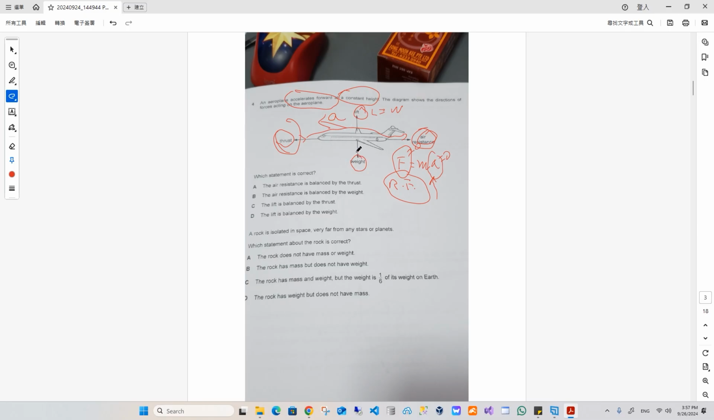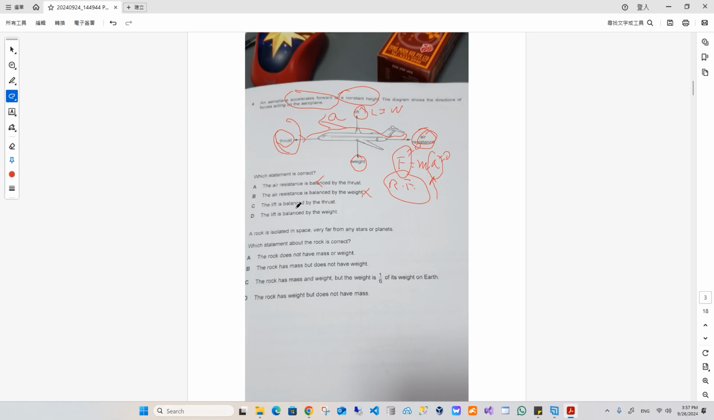Okay, resultant force to give me acceleration. So this is either these two are balanced or this is greater than that. Air resistance is balanced by the thrust? No, air resistance is lesser than the thrust. Air resistance balanced by the weight? Air resistance is this way, weight is this way, so they are not in the same direction. So this is totally nonsense.